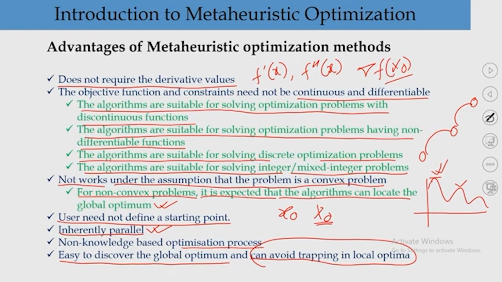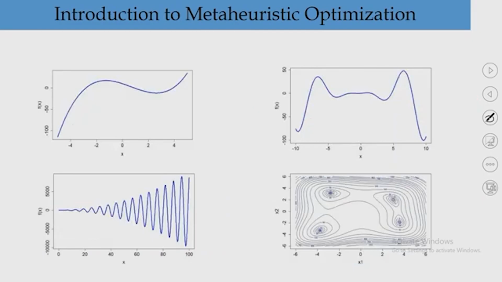So, I would like to tell that meta-heuristic optimization methods are problem independent methods. It does not depend on what type of problem you are trying to solve. Now, I can apply the meta-heuristic optimization method for finding the global maximum or global minimum solution. I can apply here also, and here also.